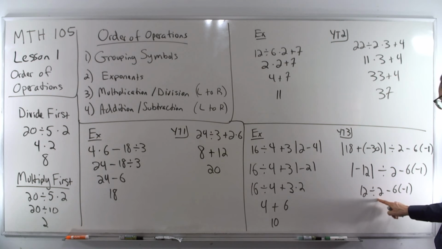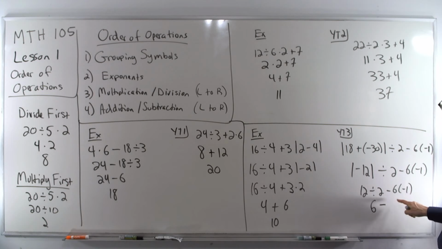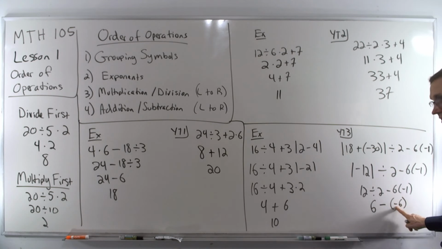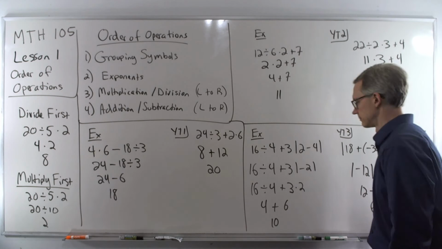All right, now we can do the division and the multiplication. So that gives us 6 here. And we're subtracting, and then we're multiplying 6 times -1, which is -6. So we're subtracting -6. Don't lose that negative sign. Add them together and we get 12.